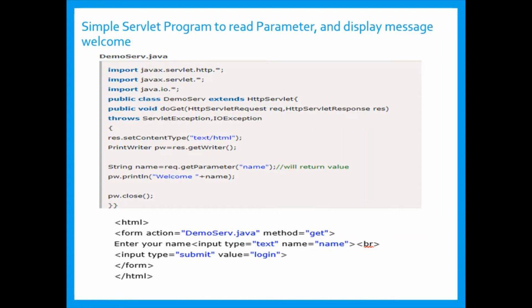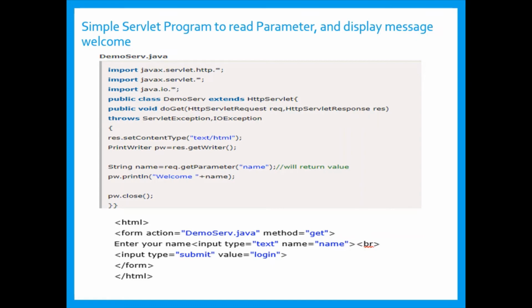One input type button has been created, and in the form tag, the action is given as demoserv.java. Now whatever values we have entered in the text field, after clicking the submit button, the value will be passed from the HTML page to the servlet page of the specific file name, and the method used is get.